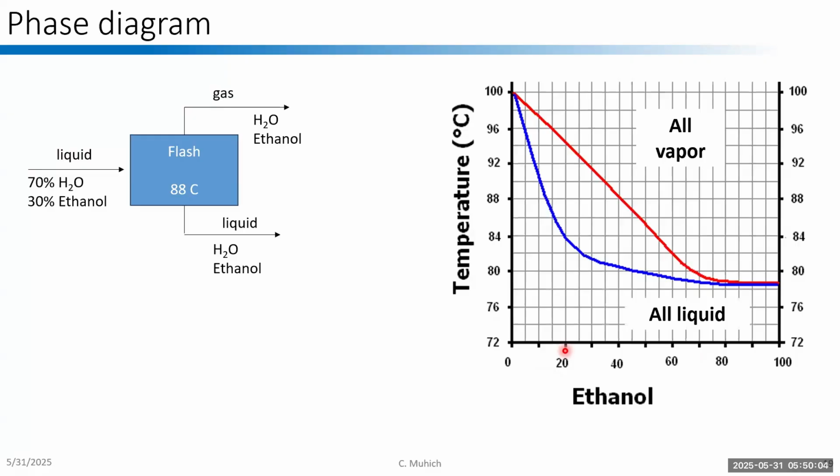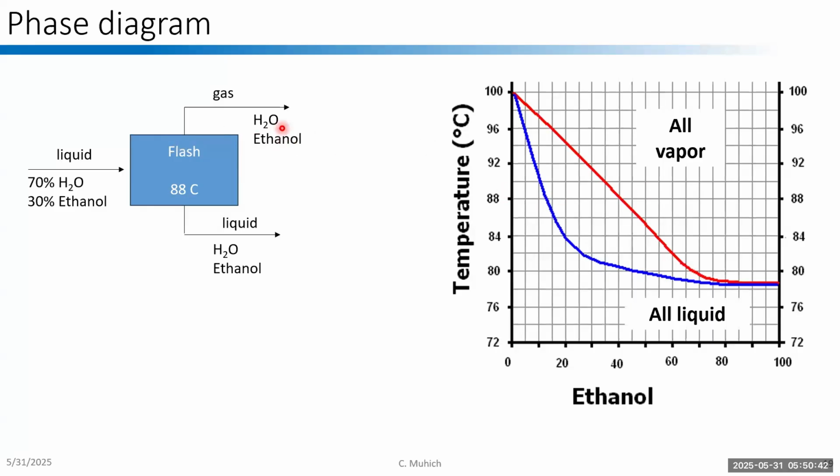So along the y-axis is the temperature of the system, and the blue and red curves mark the phase equilibrium. Anything above the red curve is going to be all vapor. Everything below the blue curve is going to be all liquid. If I sit between the red and the blue curves, I have a mix of both the vapor and the liquid.